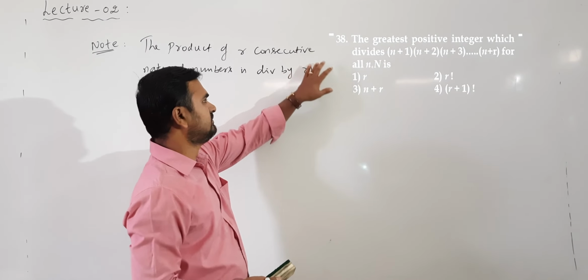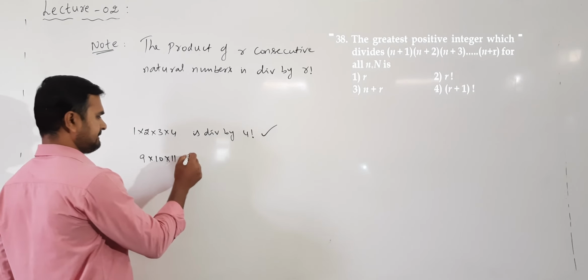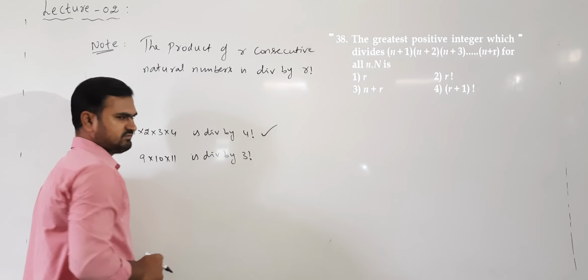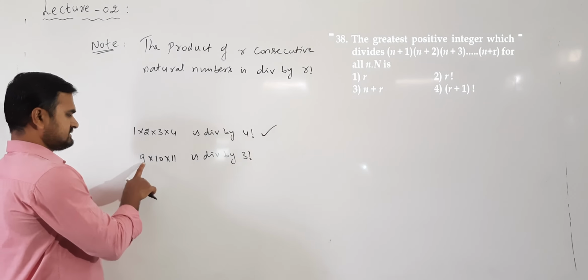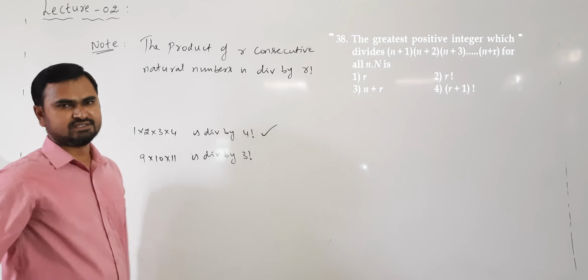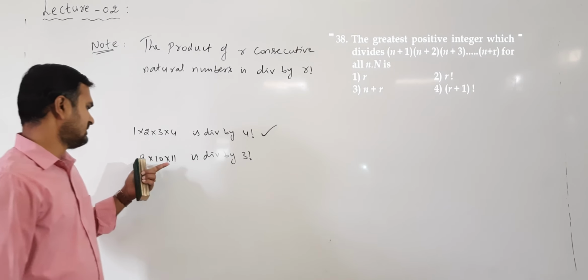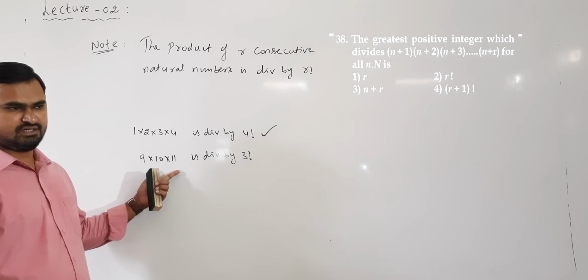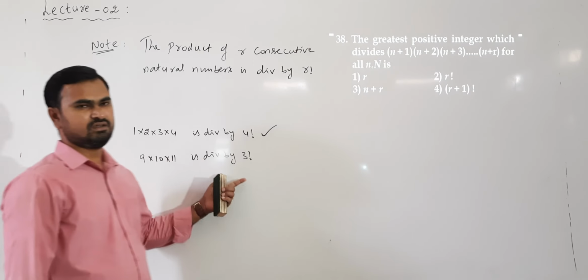If we take the product like 9, 10, 11, how many terms are we taking here? 3 terms. So the product of 3 consecutive natural numbers is divisible by 3 factorial, which is 6. Now see, 9 into 10 into 11, will it be divisible by 6 or not? It is divisible by 6. So like this, any number of terms we take, consecutive terms only, will always be divisible by r factorial.